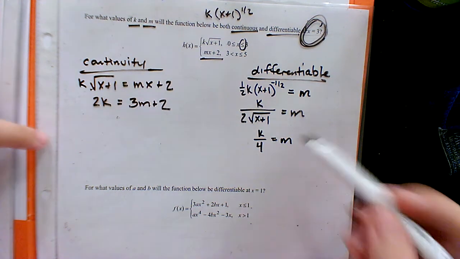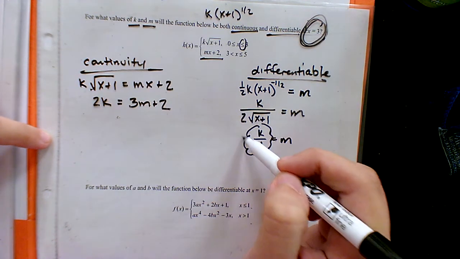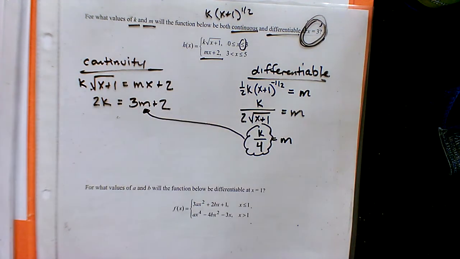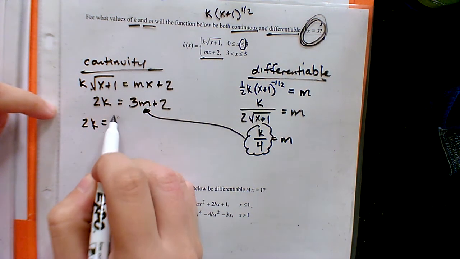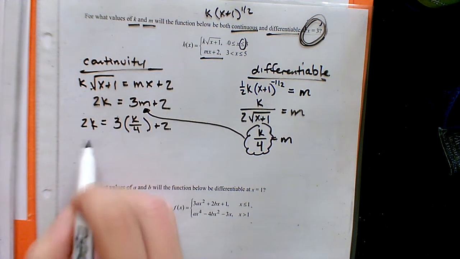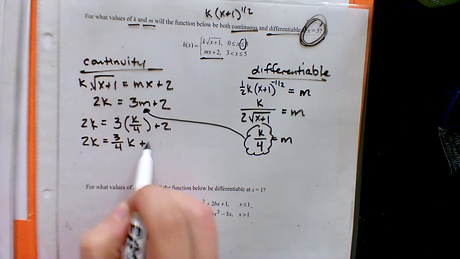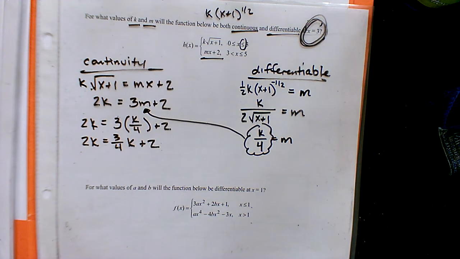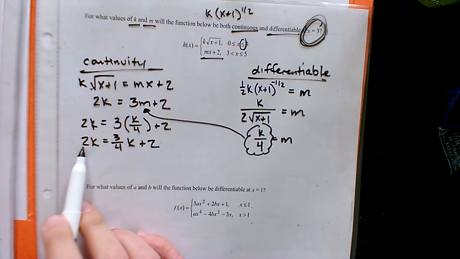Substitution. Notice how m is already solved by itself. So we can take the k over 4 and plug it in for that m. And then we just have some old school solving from there. So let's see. I'll write this as 3/4 k. So if we subtract 3/4 to the other side, we'll have 2 minus 3/4.